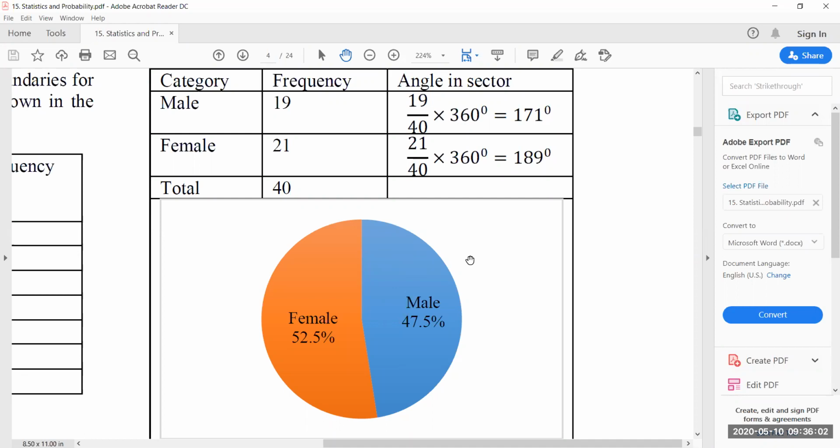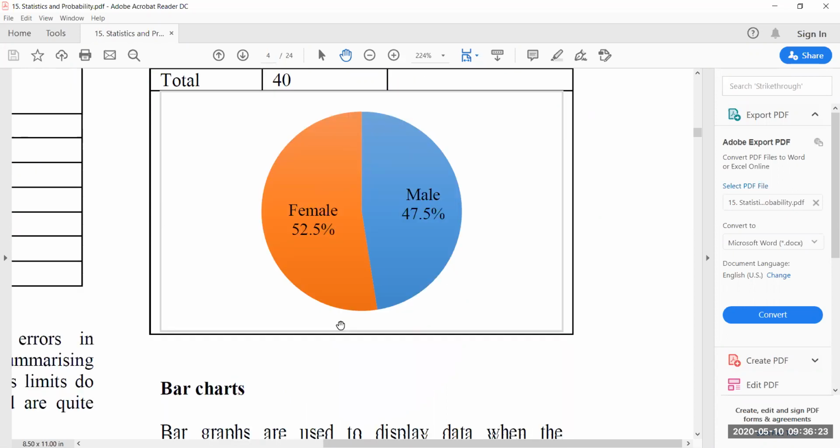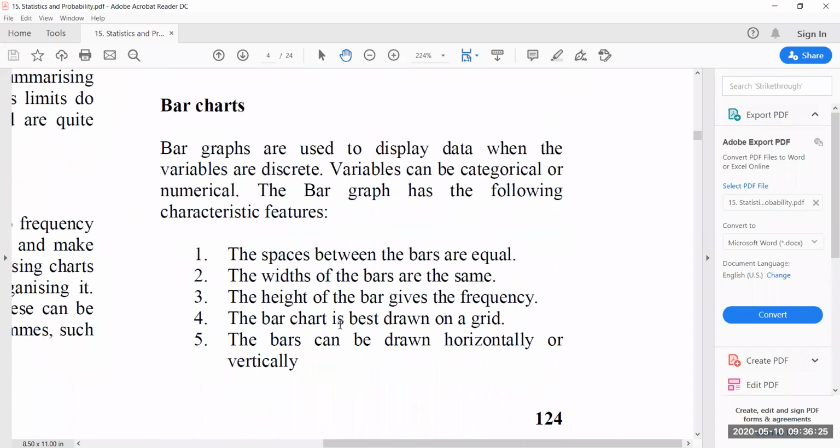I've never seen when they ask you to draw a pie chart, okay? Next, female will be 21 out of the 40 multiplied by 360. This will give us 189 degrees. Any questions there? This orange part here will represent 189 degrees, okay? Well, since there are no questions, let's go on to bar charts then.